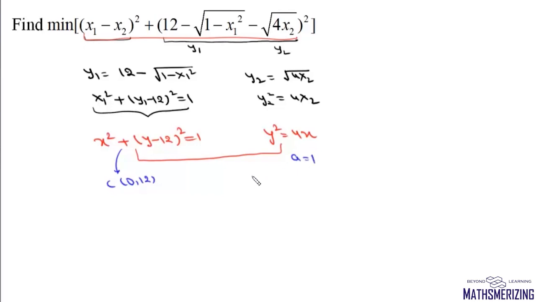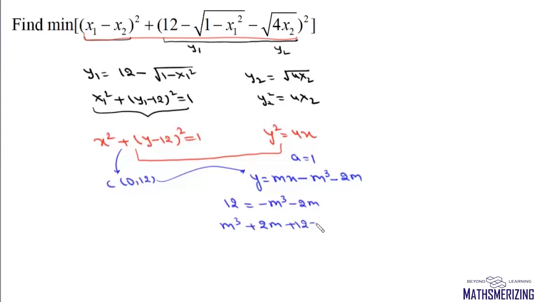Equation of normal for this parabola will be y equals mx minus am cube minus 2am. Now we need that normal of parabola which passes through 0, 12. So we'll put x as 0 and y as 12. So it'll be 12 equals minus m cube minus 2m. So we can write this equation as m cube plus 2m plus 12 equals 0. If we'll put m as minus 2, we can write minus 8 minus 4 plus 12 equals 0.